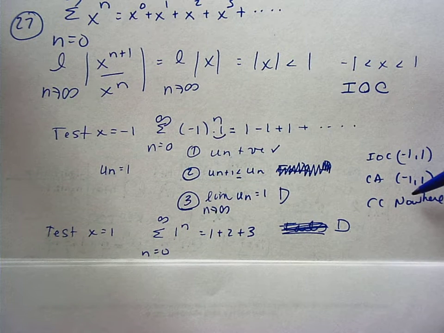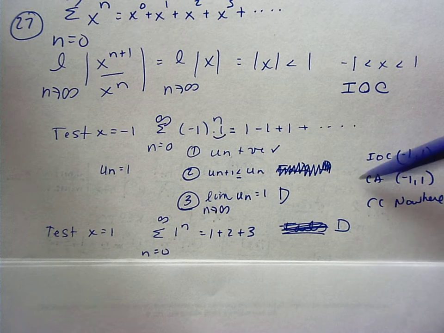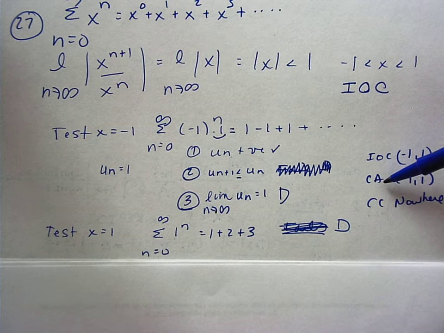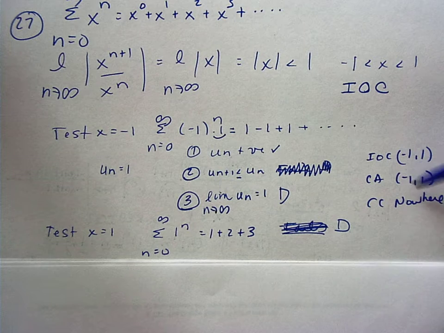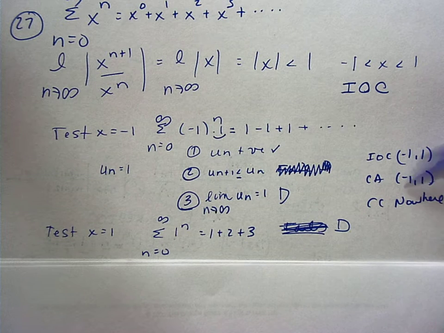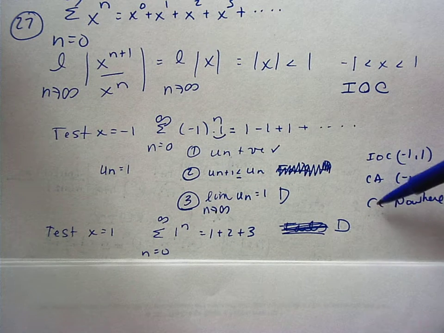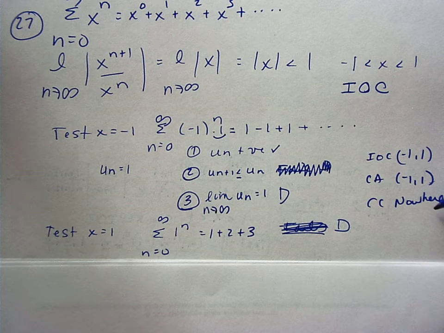Remember that we converge absolutely on our interval of convergence. There's no mismatching. So it's the same as our interval, and there's nowhere where we are conditionally convergent. And that's it.